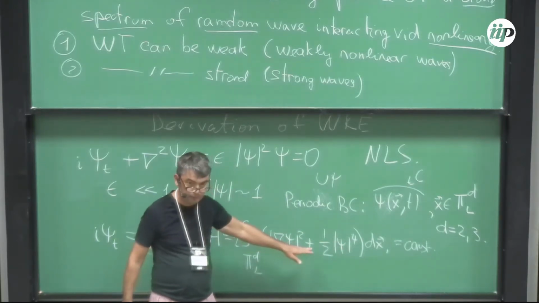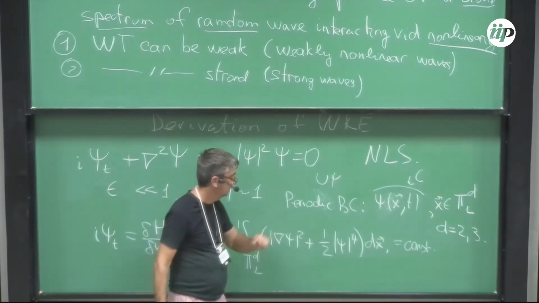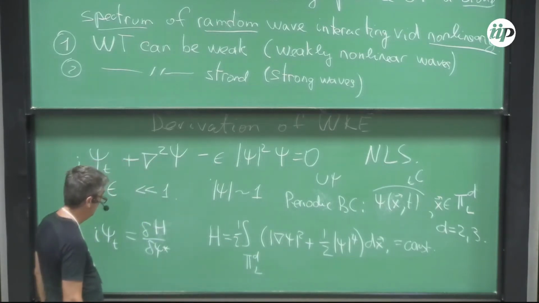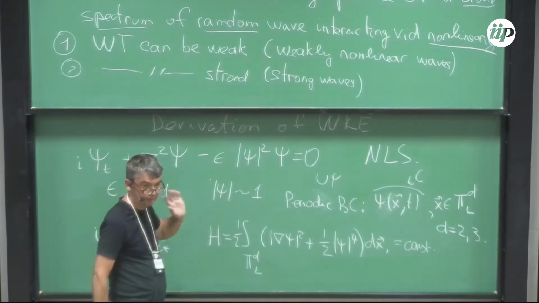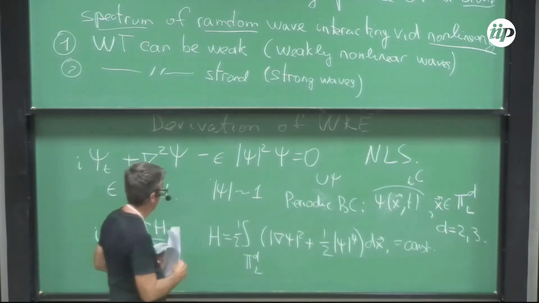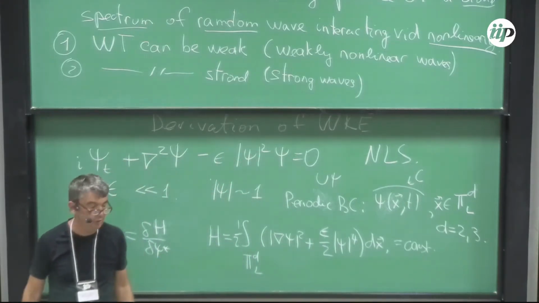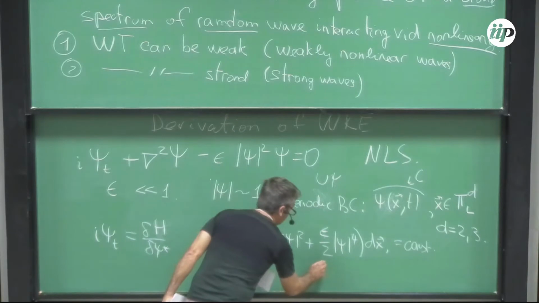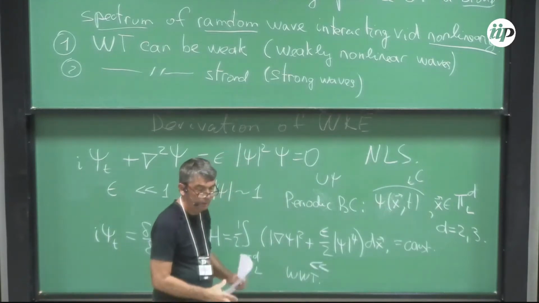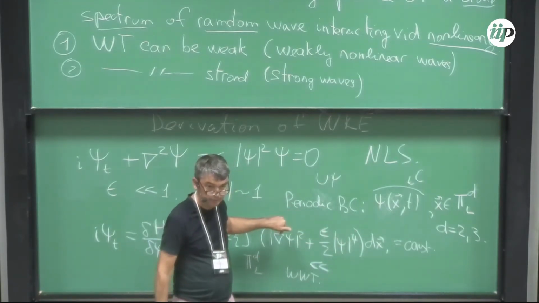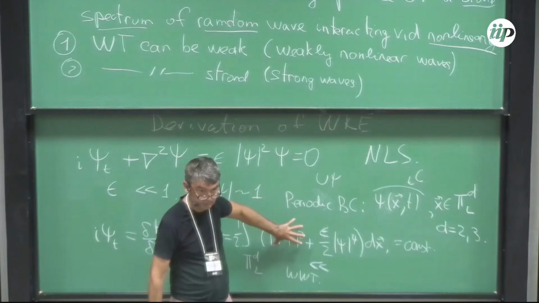So weak wave turbulence applies when this part is less than that. But actually, I think I did something wrong here because I wrote the Hamiltonian for the case epsilon equal to 1. To be consistent, I have to write epsilon here. And then you see that weak wave turbulence theory works in situations where the second part of the Hamiltonian is much less than the first part, and therefore the energy is approximately equal to this part.